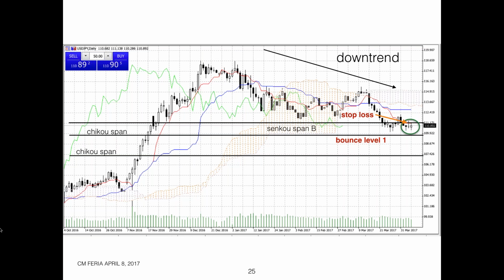Your second profit target would be at bounce level 2. Again, this is when you are shorting the position. Therefore, your profit targets would be below your price. It could either be at bounce level 1 or bounce level 2. Because if you look at the left, you'll find the Senkou span B at the same level as the Chikou span.